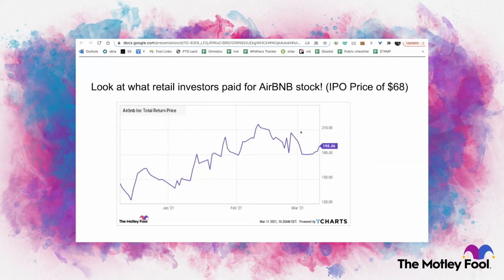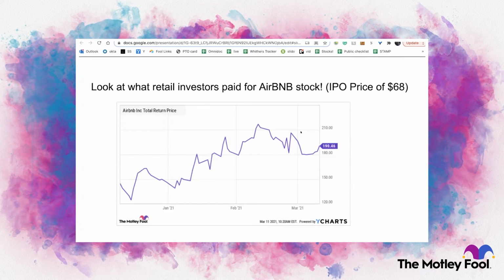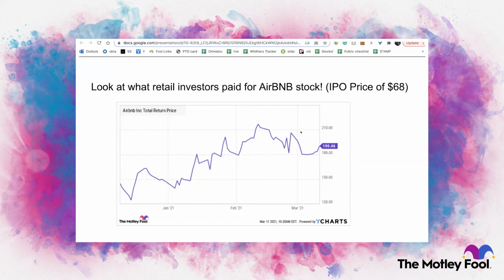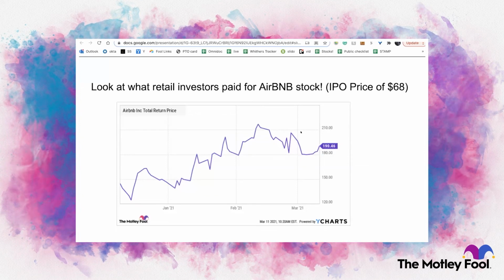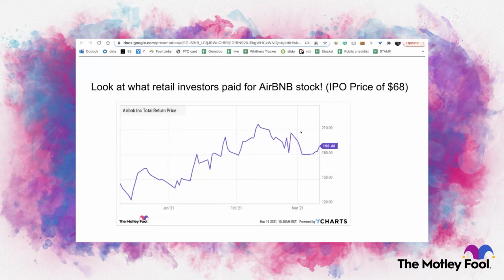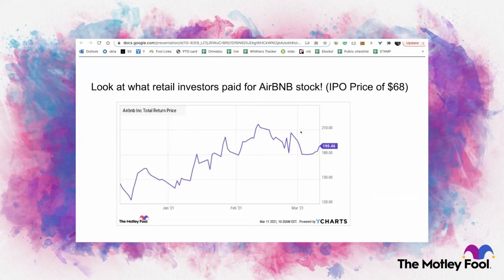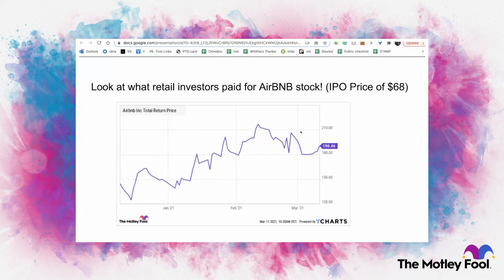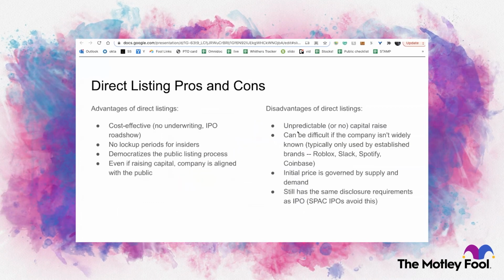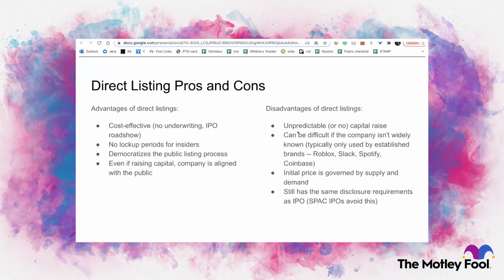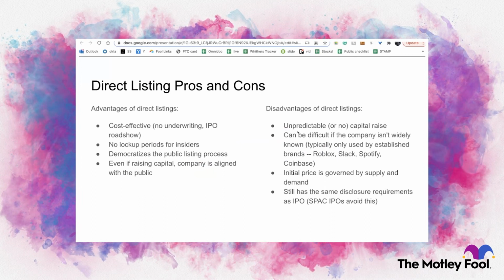Everybody is paying between $60 and $75 for Roblox shares these past couple of days. Everybody who wants to invest. So there's a big difference between a direct listing and a traditional IPO, especially for very popular stocks like this. On the next slide, I just kind of broke down some of the pros and cons of direct listings, just to break it down really easy.